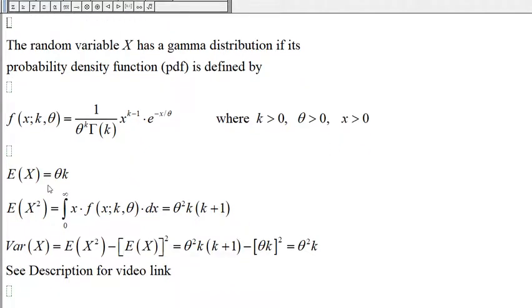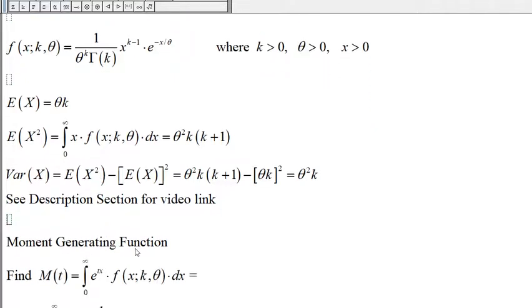In earlier videos, we have found that the expected value of x, or the mean of x, is theta times k. And then we have also found the variance of the random variable x is theta squared times k. For these videos, see the description section for the video links. And now what we want to do is find the moment generating function of x.